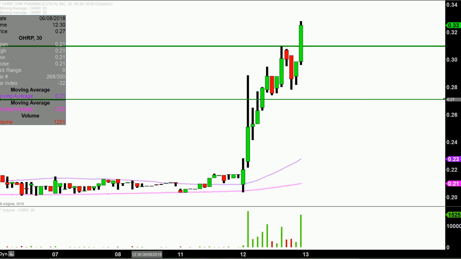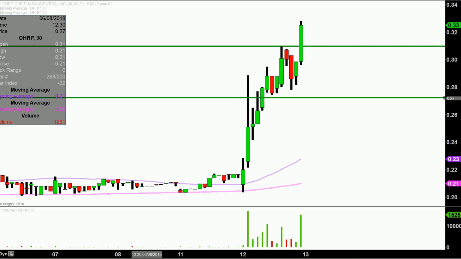Next level of support after that would be down here at the bottom of this consolidation area, and that sits at approximately 27 cents. So 31 and 27 are going to be the two near-term levels of support.